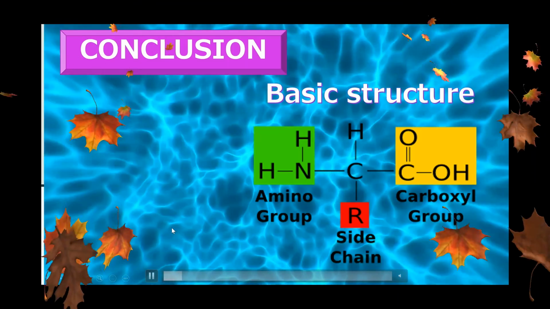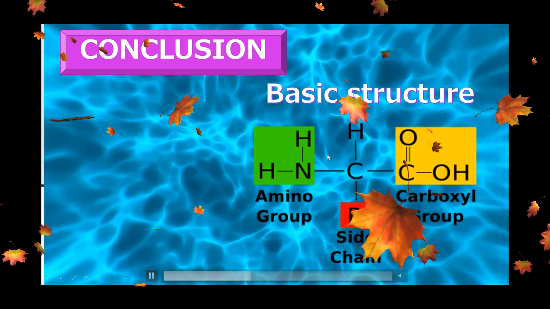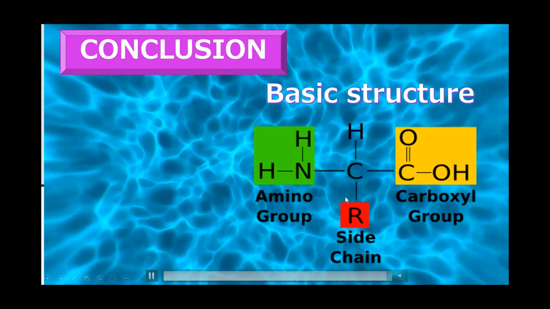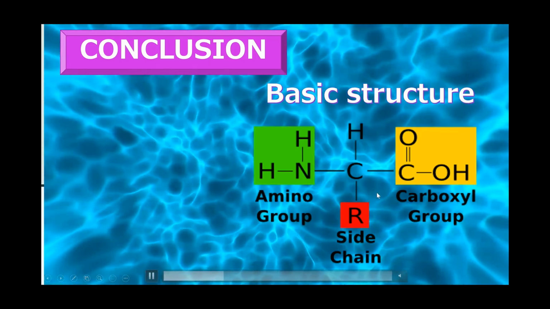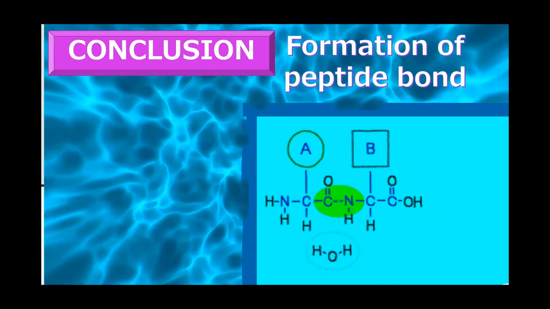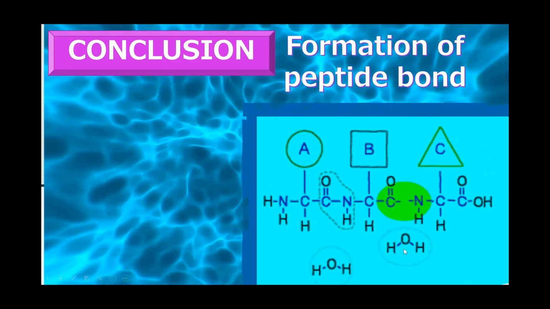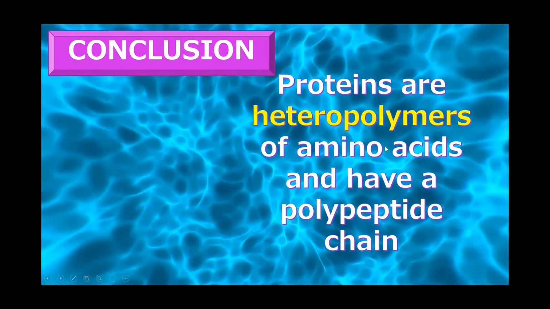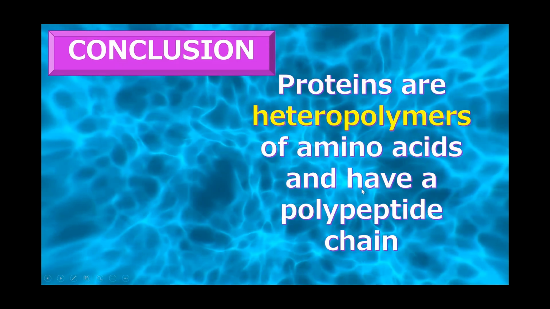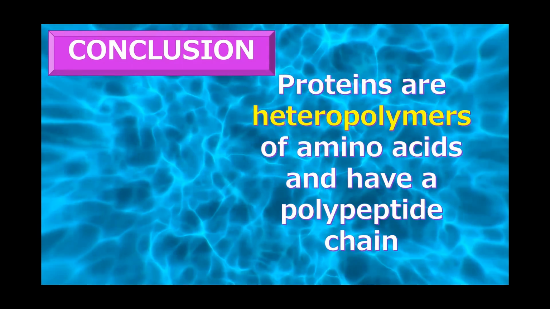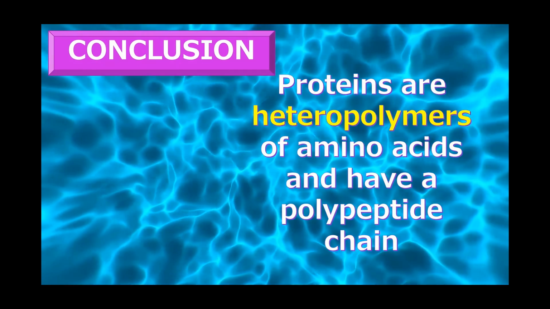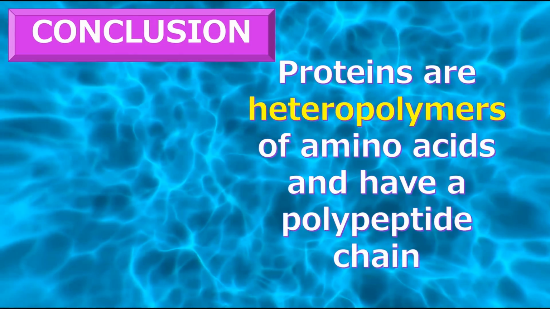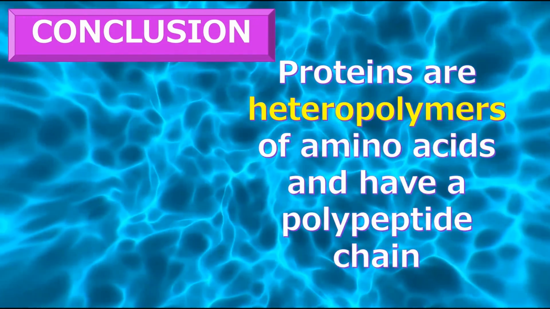So, to conclude, we have seen the basic structure of the amino acids, which has an amino group, a carboxyl group, a hydrogen and an R group. The R group is different for different amino acids. Similarly, we have seen how the peptide bond is formed by removal of a water molecule. Also, we have seen that proteins are heteropolymers of amino acids and have a polypeptide chain. It has a lot of peptide bonds within a protein molecule, and the polypeptide chain alone is not enough. The folding of the polypeptide chain makes the protein functional.